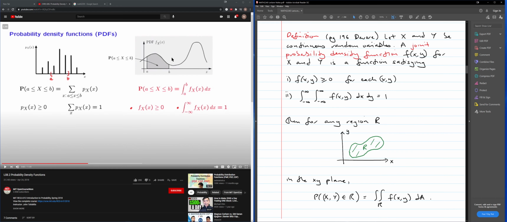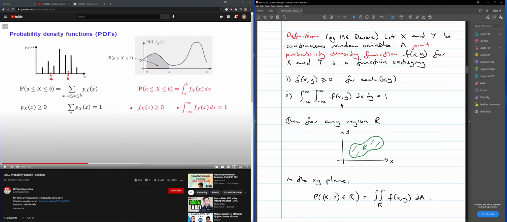Okay, and the next property that you have for a single continuous random variable is that when you integrate the PDF, in other words, when you integrate f of x for all possible values, from minus infinity to infinity, you get a value of 1.